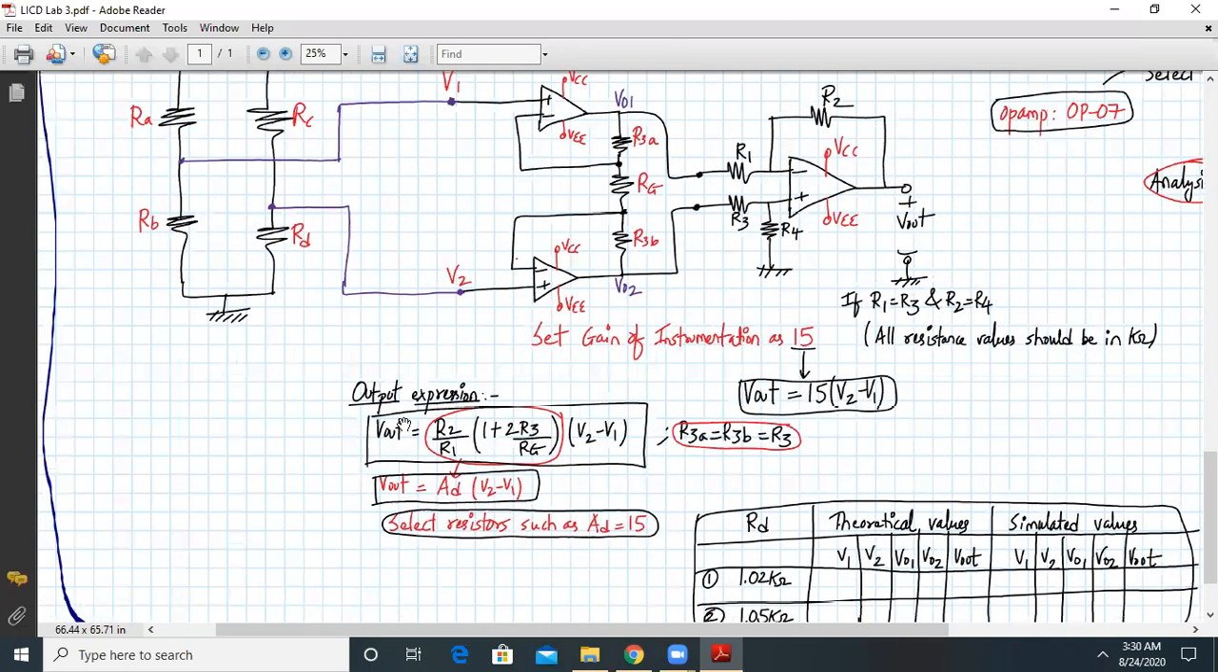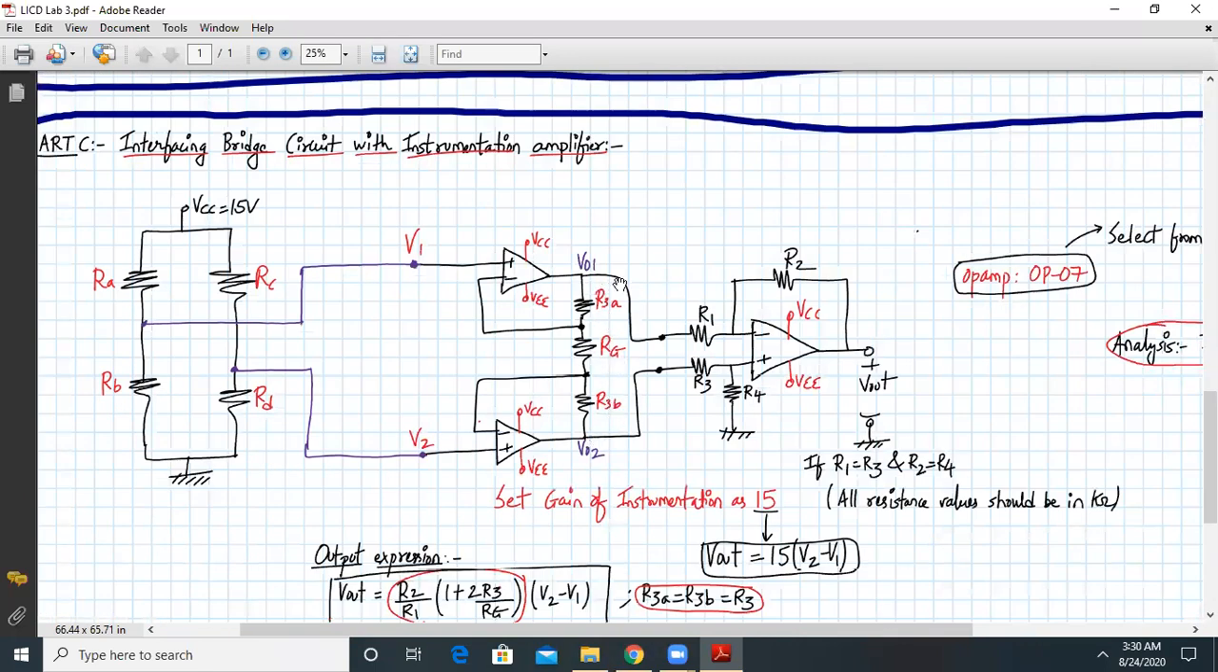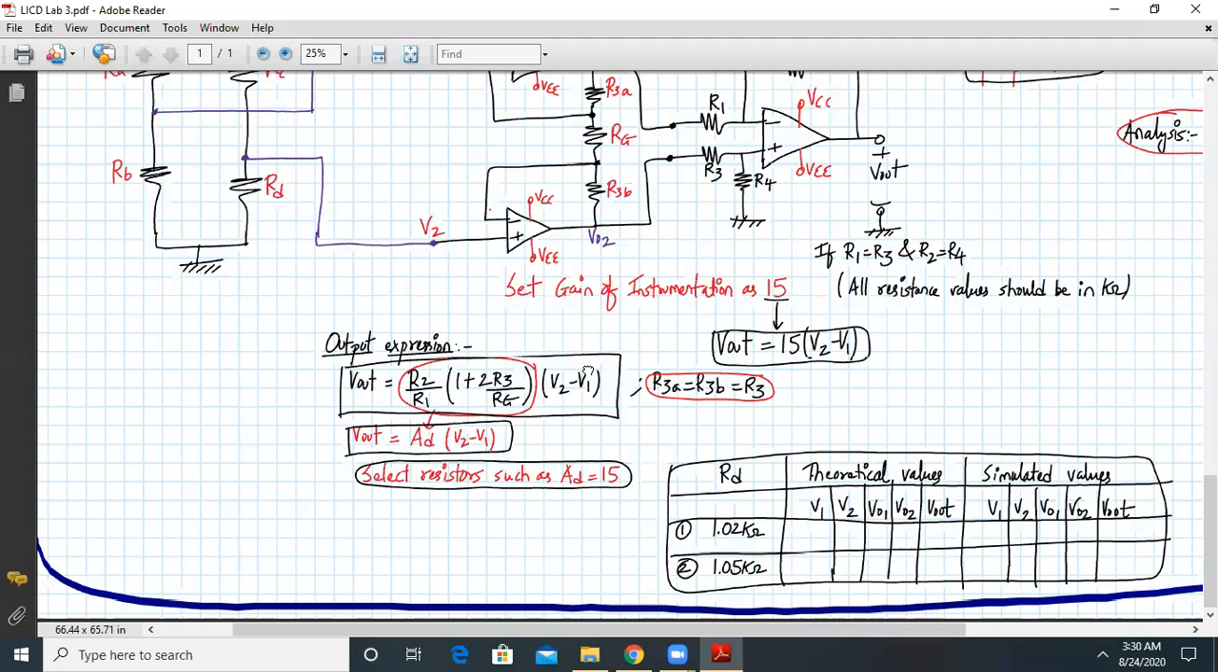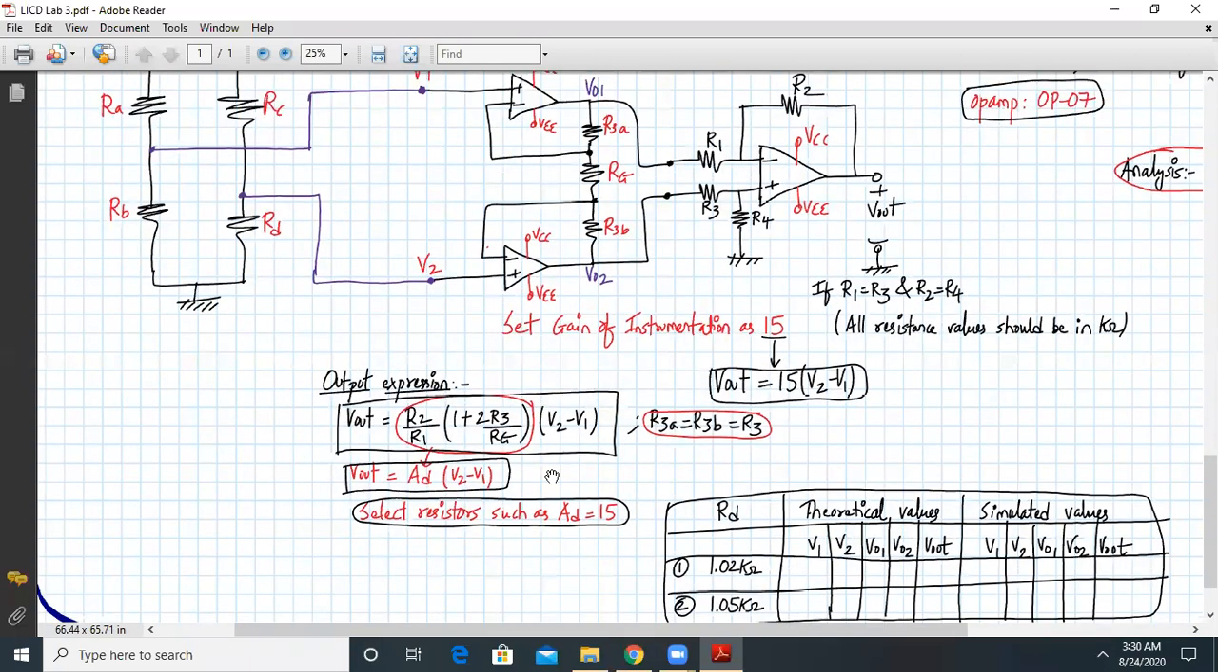We know that the output expression for the instrumentation amplifier is given by Vout equal to R2 upon R1 times (1 plus 2 R3 upon RG) times (V2 minus V1). Note that the two R3 resistors cannot have the same label, so you can name them R3A and R3B. Here I have written R3A is equal to R3B is equal to R3, and this term is called the differential gain. So Vout can be written as AD, the differential gain, times (V2 minus V1).